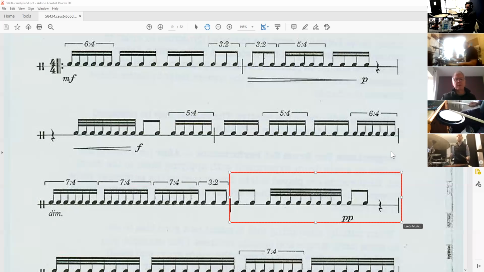1 and 2 and 3 and 4. 1, 2, 3, 4. 1 and 2 and 3 and 4. 1. Last one. 2, 3 and 4. 1 and 2 and 3 and 4.